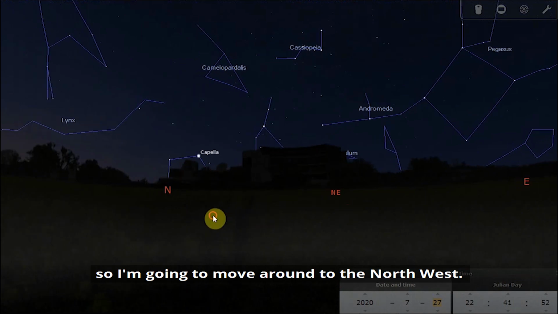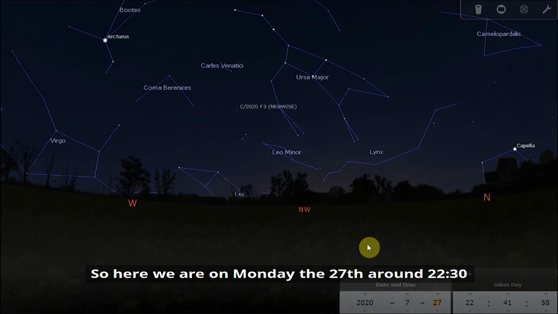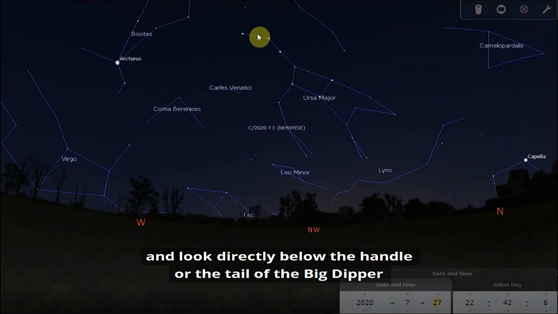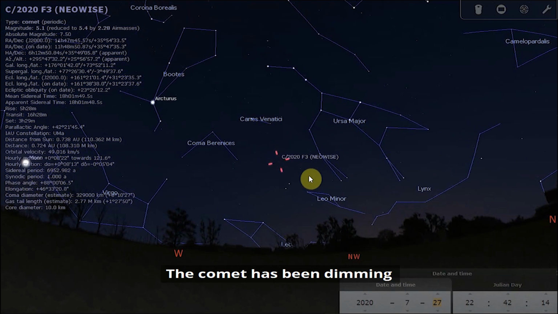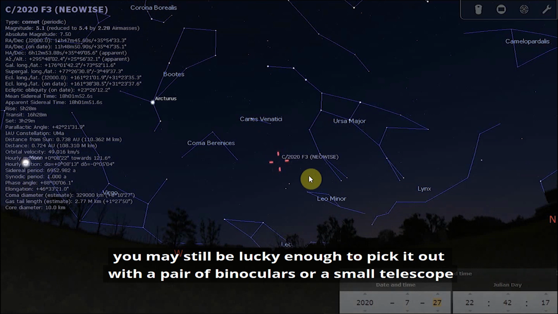So I'm going to move around to the northwest. So here we are on Monday the 27th, around 10:30, and if you find the familiar shape of the Big Dipper and look directly below the handle or the tail of the Big Dipper, you might be able to locate Comet NEOWISE. Now the comet has been dimming, and by this point you're unlikely to be able to pick it out with your naked eye. You may still be lucky enough to pick it out with a pair of binoculars or a small telescope.